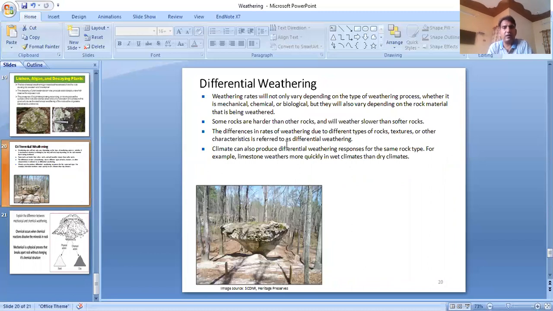Generally, weathering rates will not only vary depending on the type of weathering process. Once you have weathering, it depends on whether it is chemical weathering, physical weathering, or biological weathering. The rate or speed of weathering depends on that type, but it will also vary depending on the rock material being weathered. Not all rocks are weathered easily, or in the same situation with the same agent. It depends on the type of rock, whether harder or softer, or what type of minerals are inside the rock.